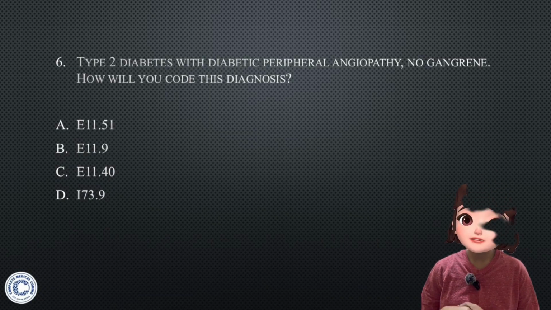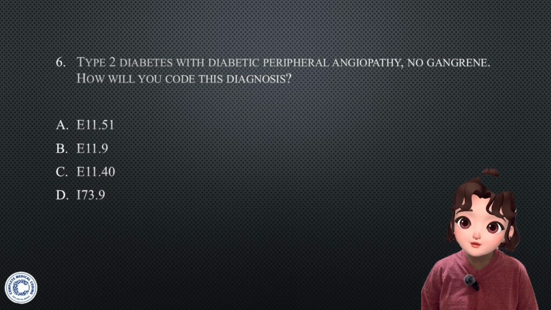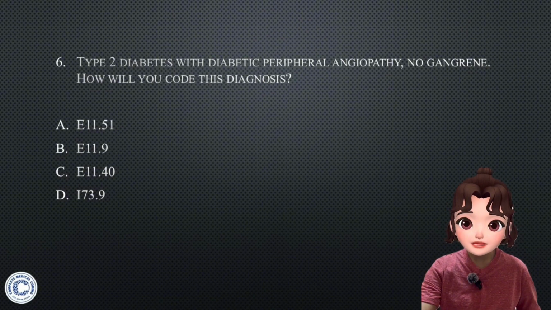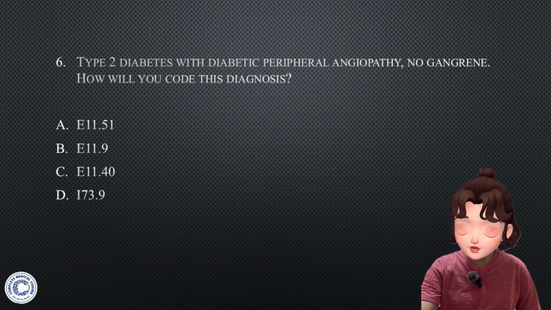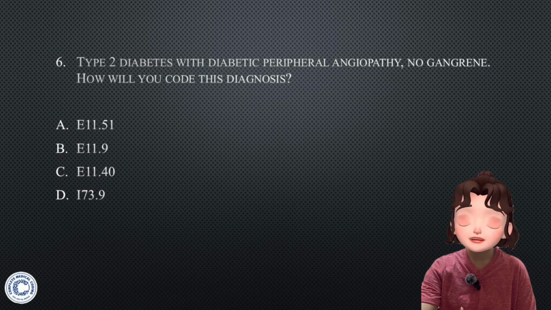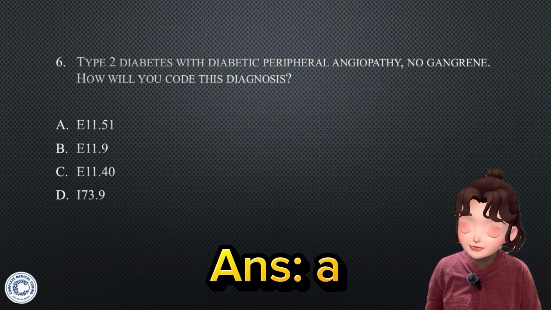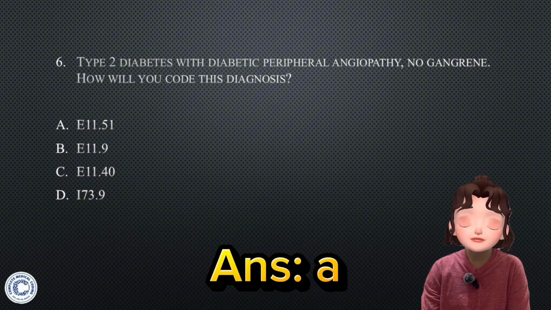Option C, E11.40 is type 2 diabetes with diabetic neuropathy unspecified. Now we need diabetic angiopathy, right? And if you go to option D, it is an I code. I code represents some other peripheral vascular disease, which is not diabetic. No, that's wrong. So the correct answer is option A, E11.51, type 2 diabetes mellitus with peripheral angiopathy.